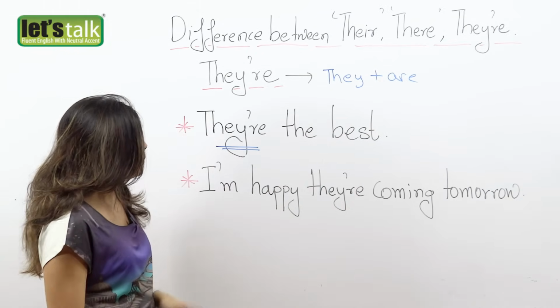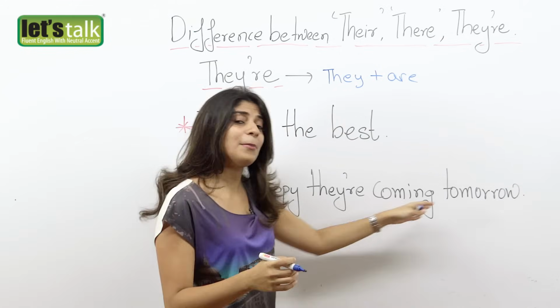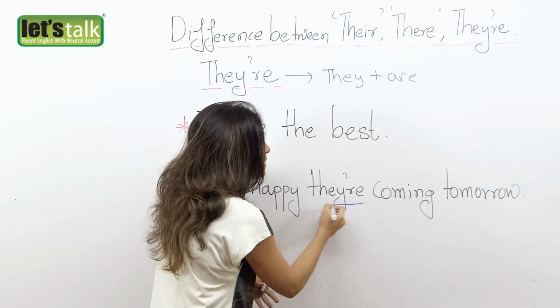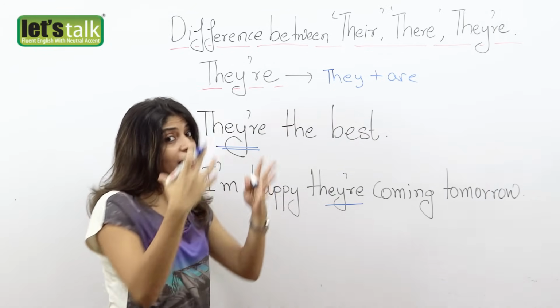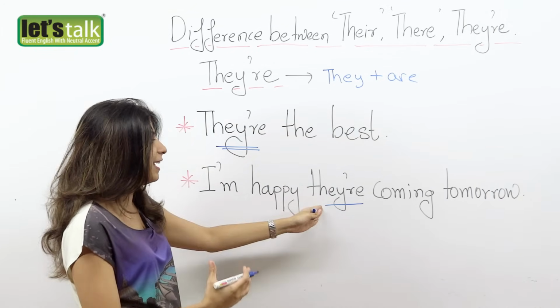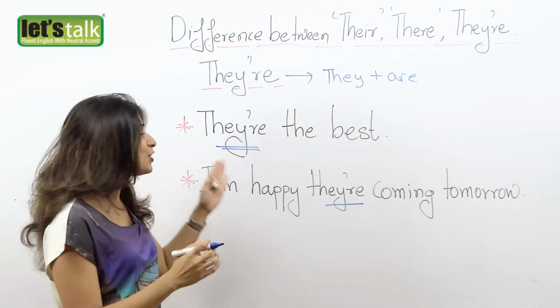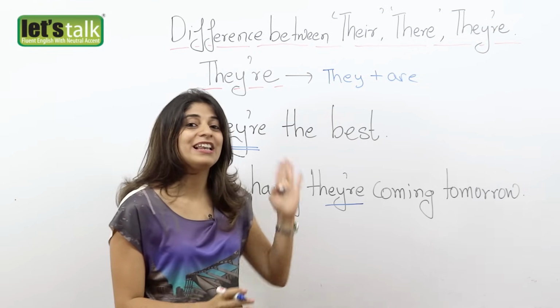We have another one over here. I'm happy they're coming tomorrow. So rather than saying I'm happy they are coming tomorrow, you're using they're. So I'm happy they're coming tomorrow. So this is the way you would use the word they're.